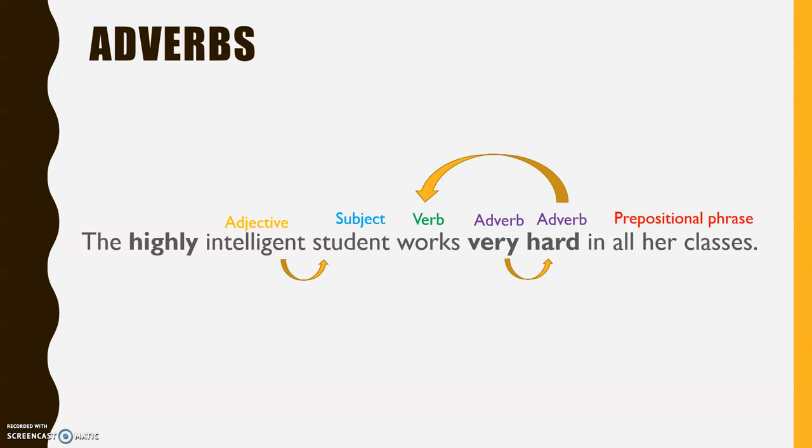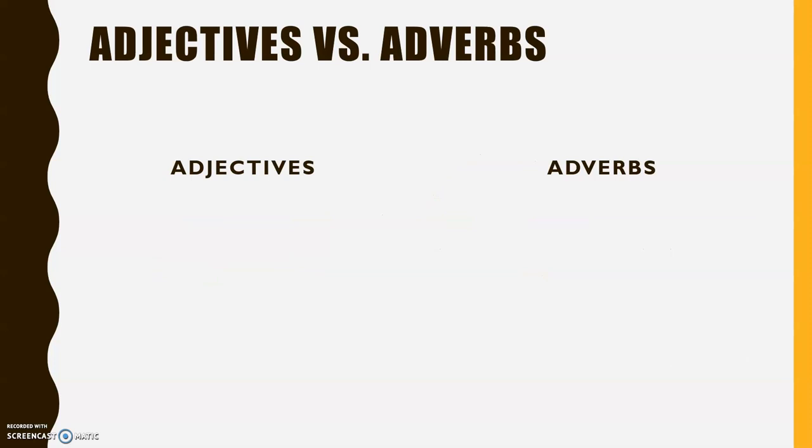We still have another word in the beginning of the sentence, the highly intelligent student. Well, we know that intelligent modifies student, and highly doesn't modify student. So highly is modifying how intelligent the student is, the adjective, making highly an adverb as well. Adverbs usually answer the question how. Here we have adjectives versus adverbs.